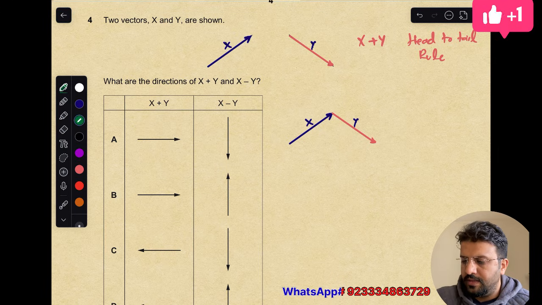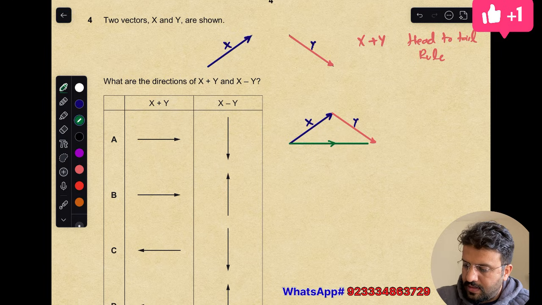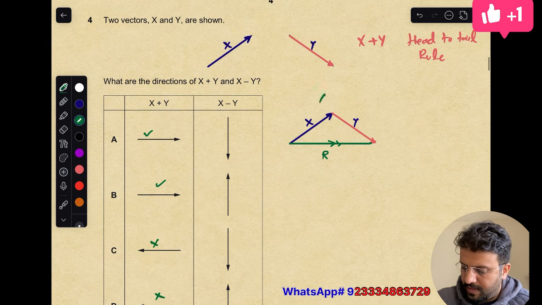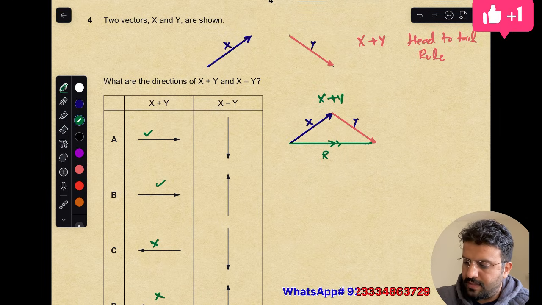So how will the resultant be? The resultant will be from the tail of x till the head of y. So this is the resultant vector. So these are correct, these are wrong. This is basically x plus y that we have done.